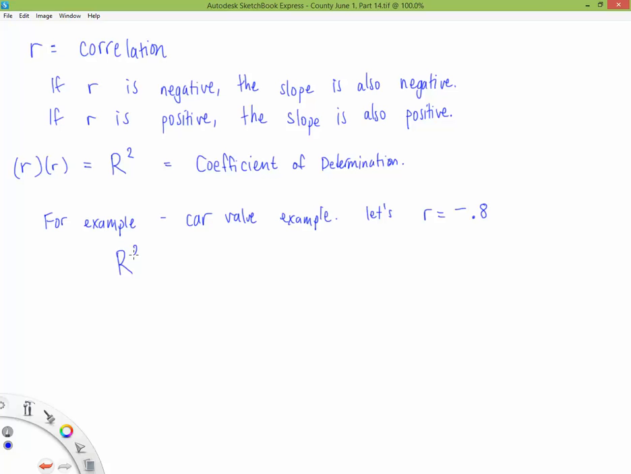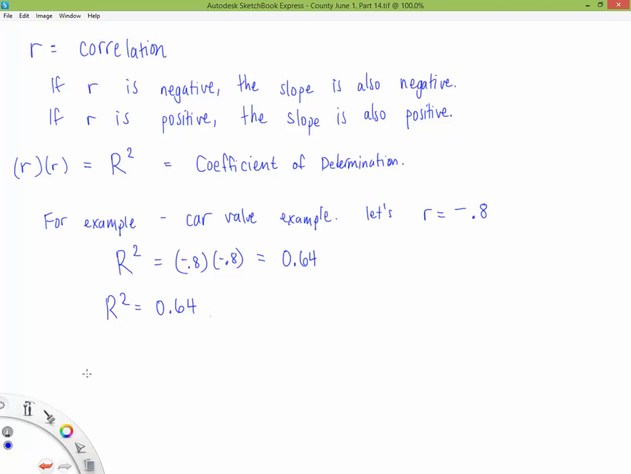We would take R, and it would be positive, right? Anytime you multiply a negative by itself, you get a positive. So R squared is always positive. So we do negative 0.8 times negative 0.8, and we would get positive 0.64. Is that okay with everyone? So R squared, our coefficient of determination, is 64.